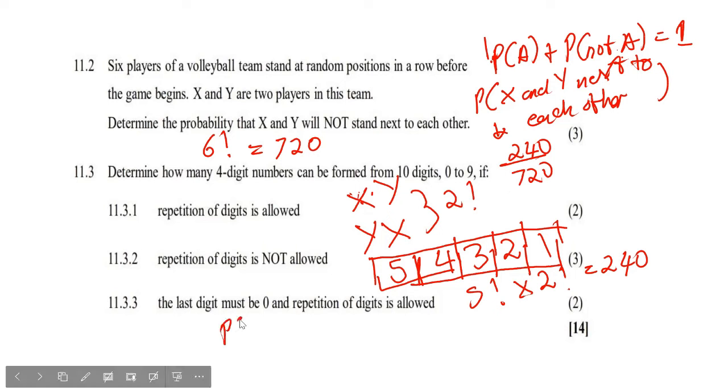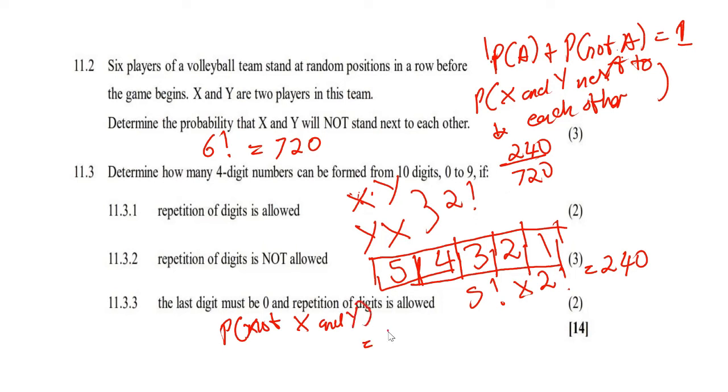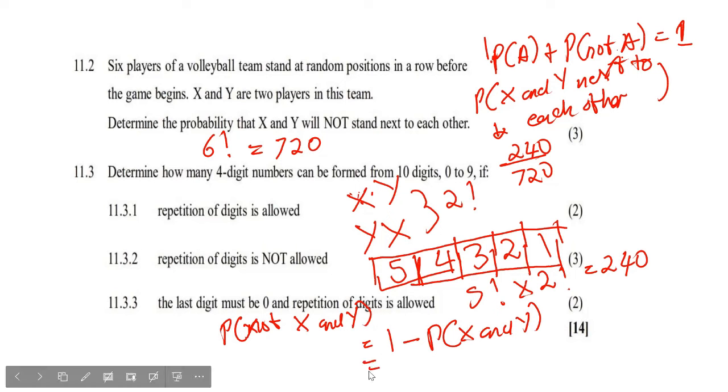So now we're going to say the probability of not X and Y standing next to each other is 1 minus the probability of X and Y standing next to each other. Now that we have the probability of X and Y standing next to each other, to calculate the probability of them not standing next to each other, it's 1 minus 240 over 720, right? Or you can just say 1 minus 5 factorial multiplied by 2 factorial over 6 factorial.